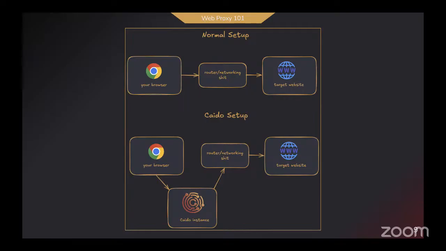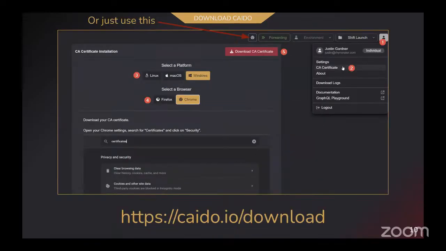Yeah. So we need to get your Caido proxy in between your browser and your website. That's kind of the goal there. All right. Next slide, Emil. Yeah. So how do we do that? Well, we need to get your browser pointing towards Caido. And we can do that a couple ways.